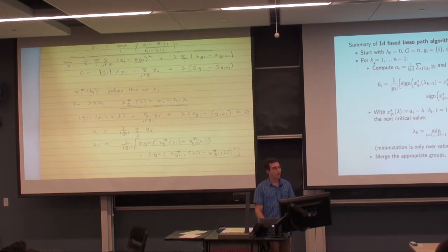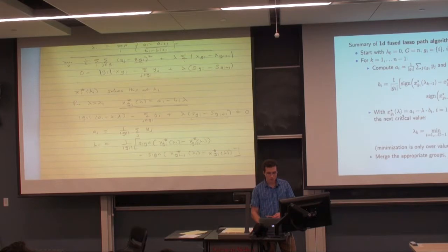Then for every value of k, which is the number of fusions we have, we're going to compute the average of y within each group, basically, and the slope that we propose to move the solution along some linear direction, and this is the slope. And it just depends on the solution at the previous value of lambda. So we always know this. Right, at k equals 1, this depends on the solution at lambda equals 0, which is equal to y. And at every successive value of k, it depends on the solution at the previous critical point.